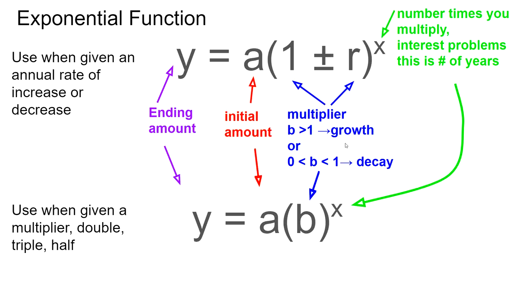Instead, we've got to make our multiplier. And the way we're going to make the multiplier is we're going to take our rate of change. It's usually going to be presented as a percent. We're going to change that percent to a decimal. And then if it's decreasing, we'll make it minus, and if it's increasing, we'll make it positive. And we're going to add 1 to it. And that's going to become our multiplier. And then x, like we did before, is going to be how many times we have to multiply by.